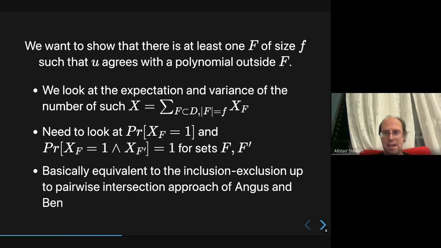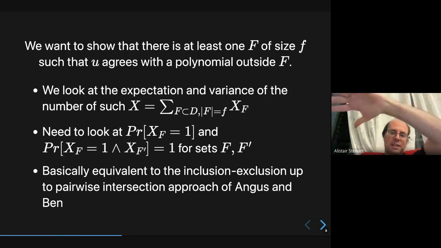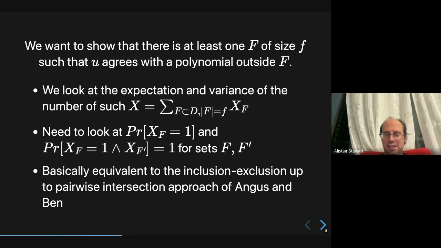We want to look at the expectation and variance of this. Just like Ben and Angus's thing, we want to look at the probability of single set of disagreements and intersections, and we don't look at three ways or more because that would just be too complicated. And this probably gives a very similar answer to what you get by inclusion-exclusion up to pairwise intersection, which is what they did. So I'm kind of surprised that the answer is slightly different because I just thought it'd be very similar.